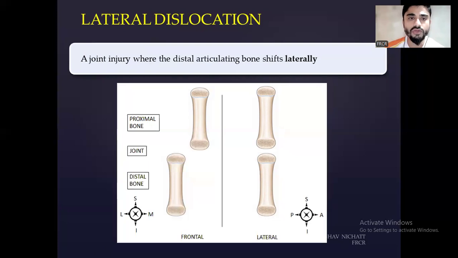Coming to the last part, what is known as lateral dislocation? Lateral dislocation is a joint injury where the distal articulating bone shifts laterally. So this is the superior, medial, lateral. So this is the distal articulating bone. It has shifted laterally. That is the reason we are labeling this as lateral dislocation. On the lateral radiograph, it is difficult to see lateral dislocation, but for the purpose of understanding, I have drawn this schematic diagram, so you should be able to understand on frontal and lateral projections how the various types of dislocation will look.